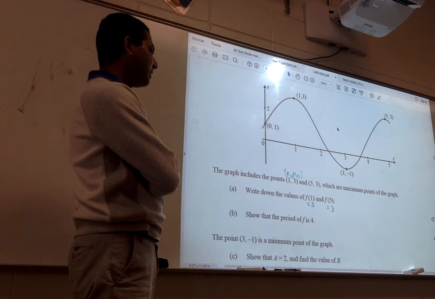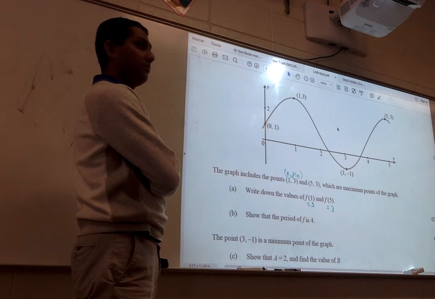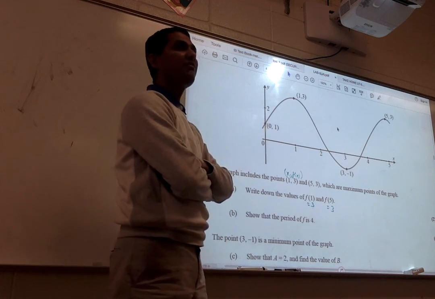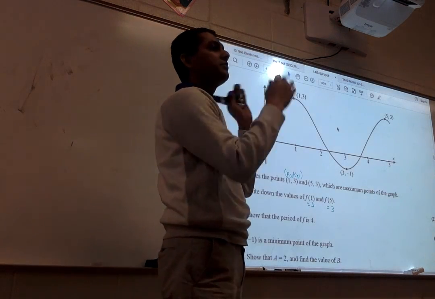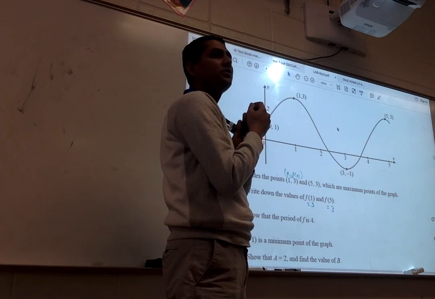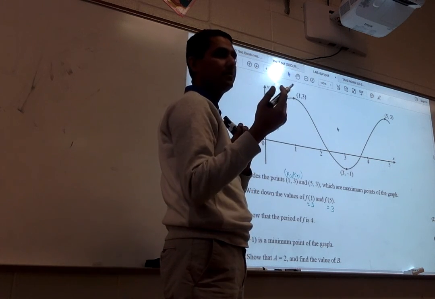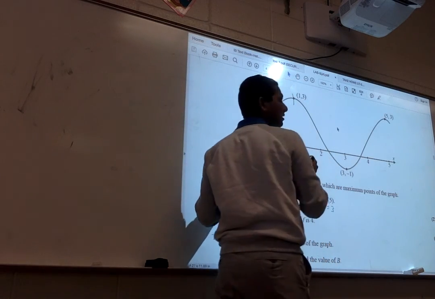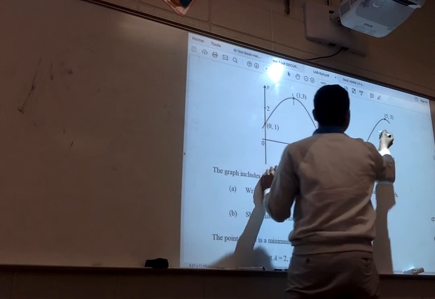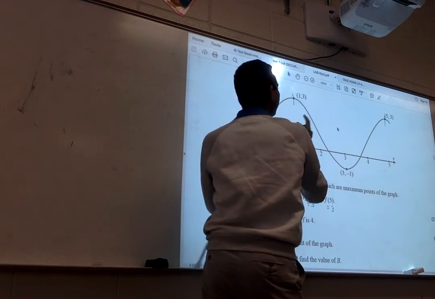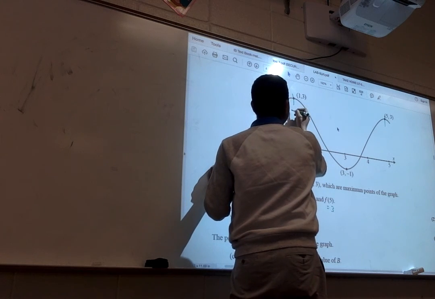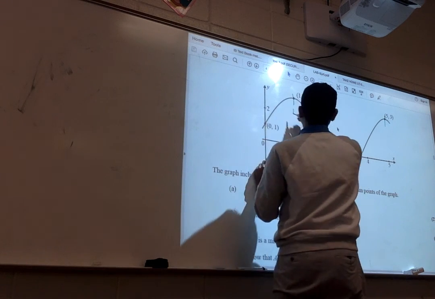Show that the period of f is 4. Period means we are using the fact that maximum to maximum or minimum to minimum is equal to one cycle or one period. That is nothing but the length of the horizontal. So what is the distance between both the maximum x values? Here the x value is 1.